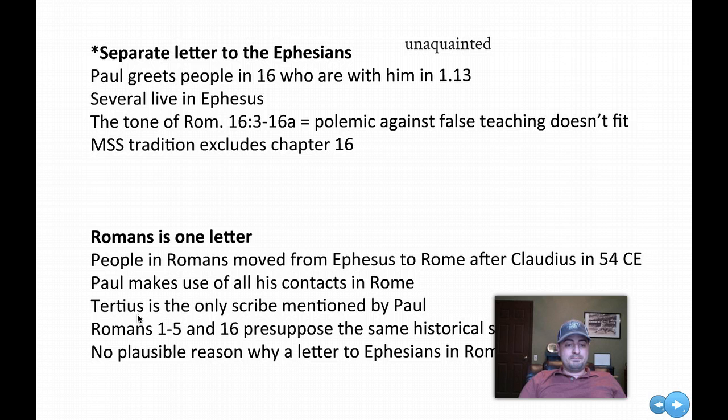Okay, and then the argument is Romans 1 through 15 and Romans 16 presuppose the same historical situation, and that mainly is the activity of Judaizers, people who are arguing that Gentiles should keep the law, and the gifts to Jerusalem that were mentioned earlier. And finally, there's no plausible reason why a letter to the Ephesians could end up in the letter to the Romans. Now, I disagree with that point too, and I'll tell you why.